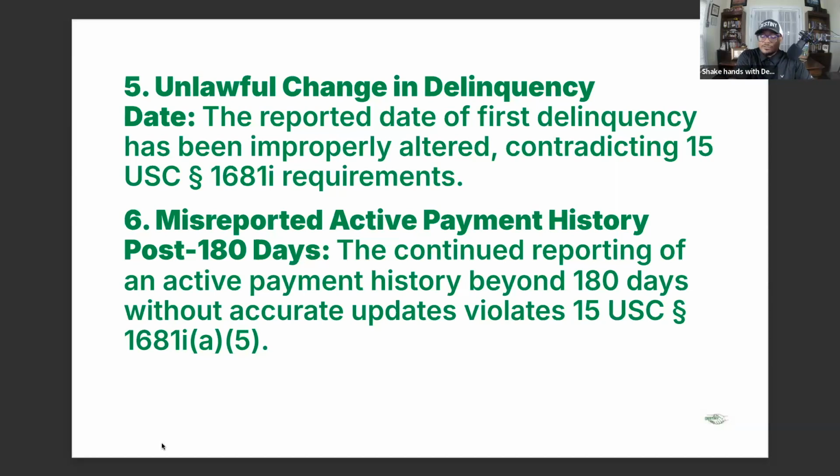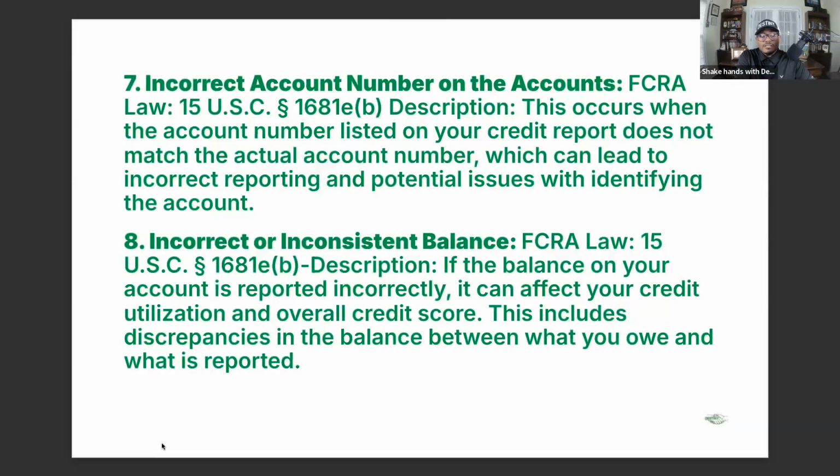All right, so that's what that is. The next one is incorrect account number or account on accounts. That's simple. That doesn't mean when your account has the account number, then the XXX. That ultimately is self-explanatory. This occurs when an account number listed on your credit report doesn't match the actual account number, which again can lead to incorrect reporting, potential issues. A lot of times this will happen, and sometimes what will happen is if you've had two or three accounts with one particular creditor, they can sometimes mix up those account numbers, okay? So you want to take very close attention to that.